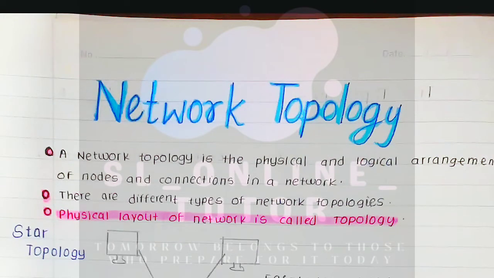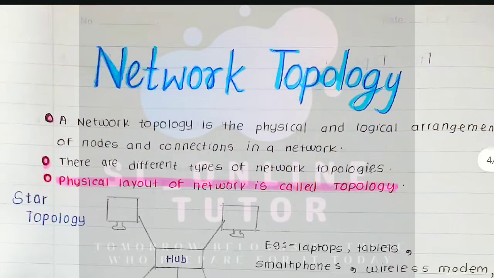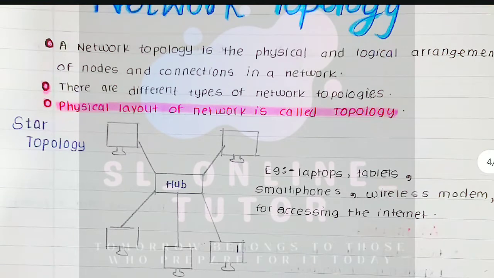Now that chapter is closed and we start a new topic called network topologies. The physical layout of a network is called topology. A network topology is the physical and logical arrangement of nodes and connections in a network. There are different types of network topologies: star topology, bus topology, ring topology, tree topology, and mesh topology.